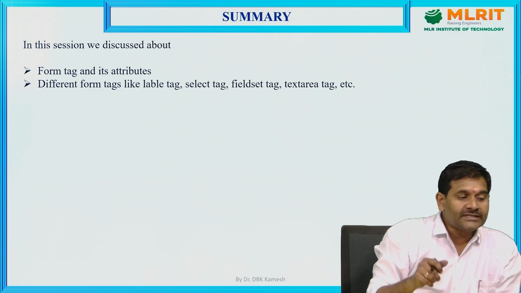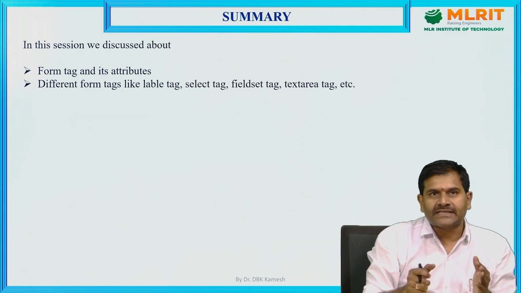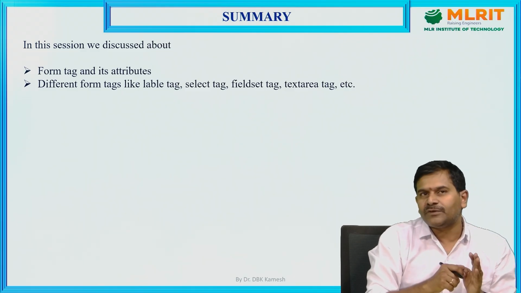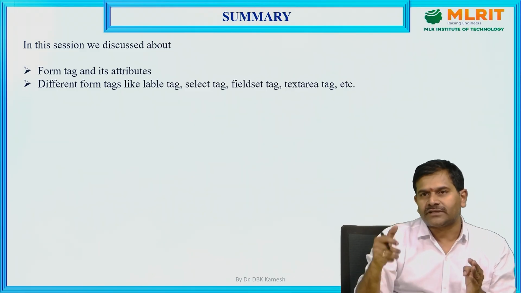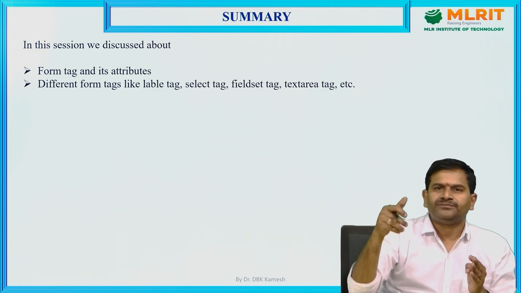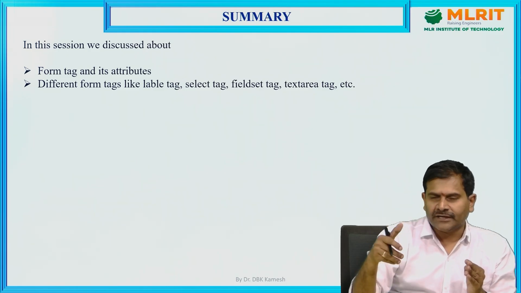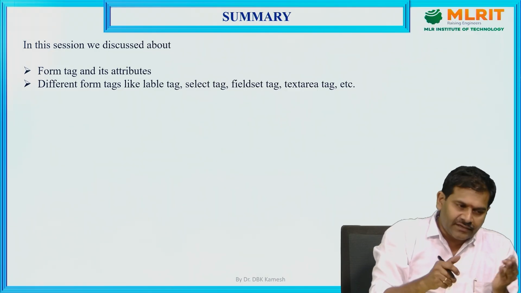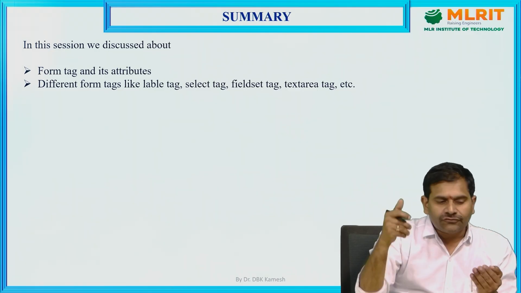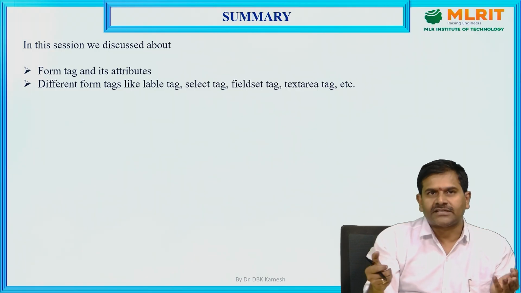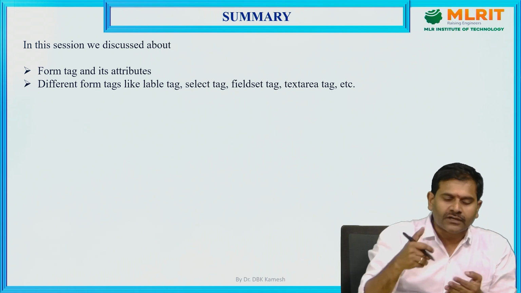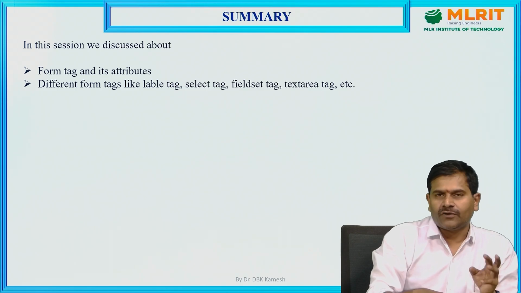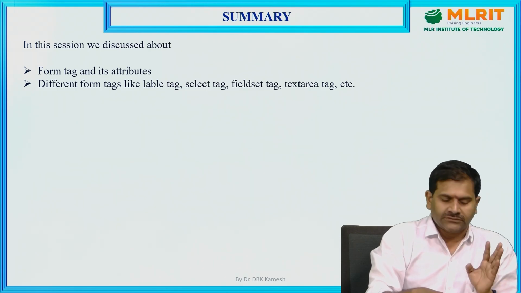In this session, so far we discussed what the form tag is and what kind of attributes are available, like input type equals text, then password, then date, then radio button, checkboxes, etc. Different tags like the label tag, select tag, fieldset tag, textarea tag, etc. we have learned so far in this session, right? This is very useful for the form handling of a particular web page, right?